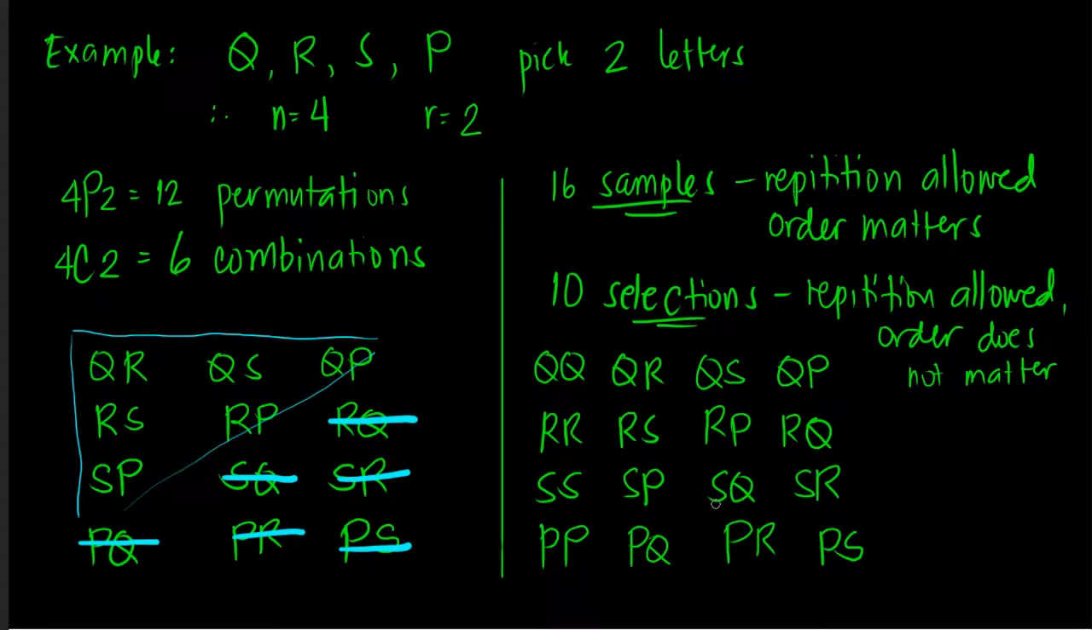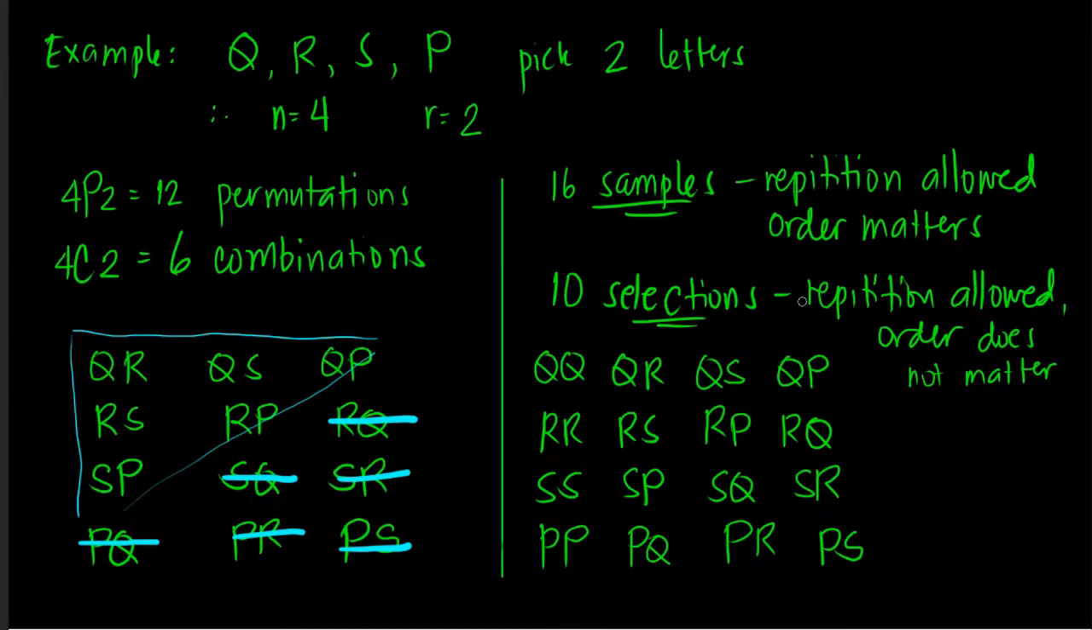What if repetition is allowed? We have two other terms for that. We have the so-called samples. So, repetition is allowed and order matters. Sample is equivalent to permutation if repetition is allowed.